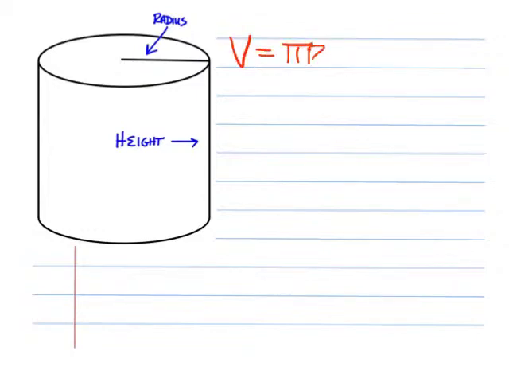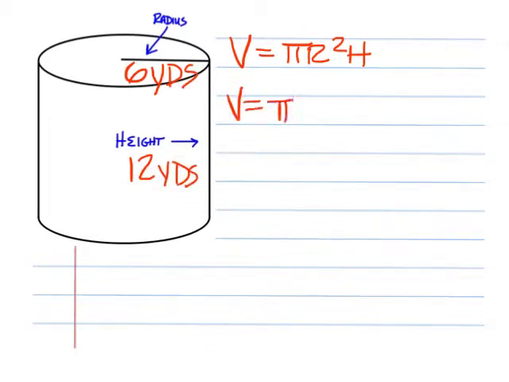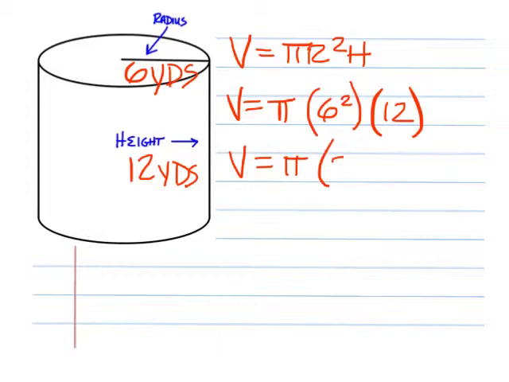The volume is pi r squared h. In this problem, radius is 6 yards, the height is 12 yards. So you plug in what you know. V equals pi times r squared times h, which is 12. And then go back and square the 6 to get 36. And from there, it should be a simple multiplication problem.